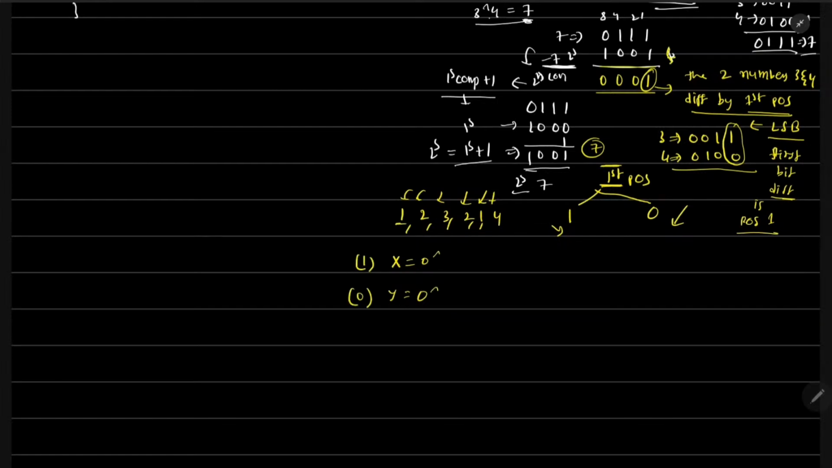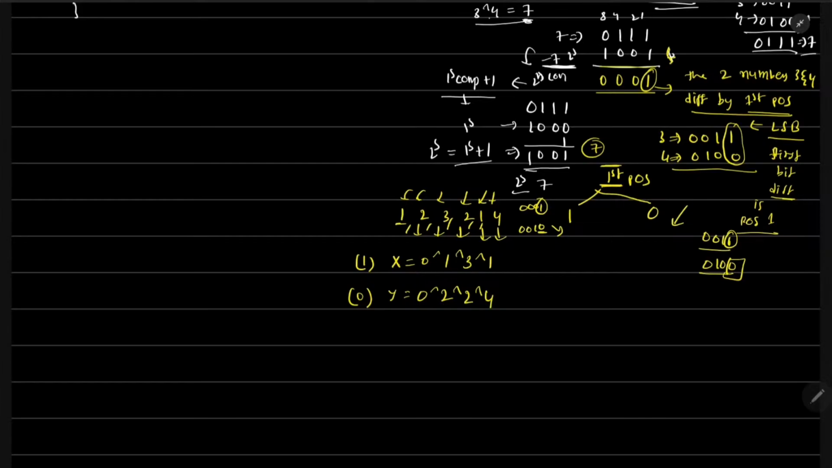For 1, what is the value of the first position? 0001. The first position is 1. So XOR with x. And for 2, what is the first position? It is 0, right? So I'll XOR it with y. And for 3, 0011, it is 1, so I'll XOR it with x. And for 2, again it is 2 here, and 1, again it is 1 here, and 4, what is 4? 0100, right? It is 0, so it goes here, right?